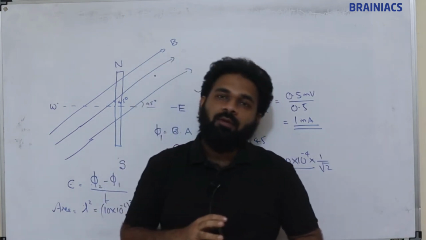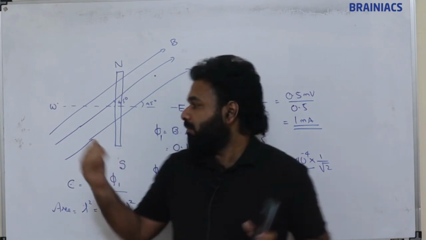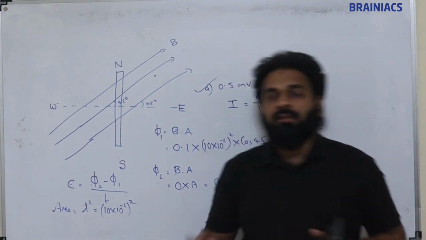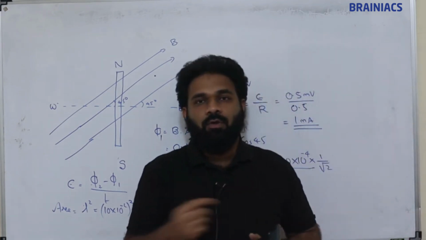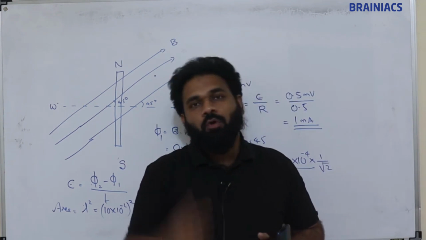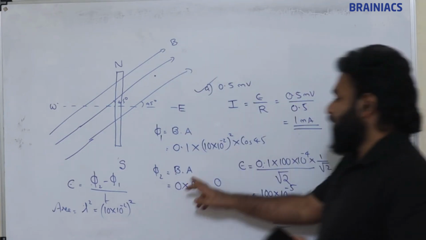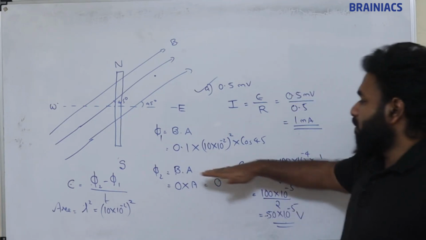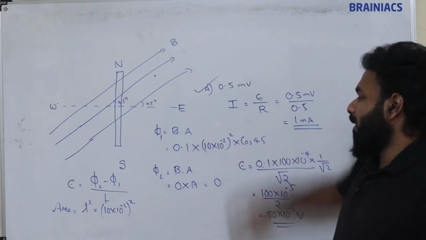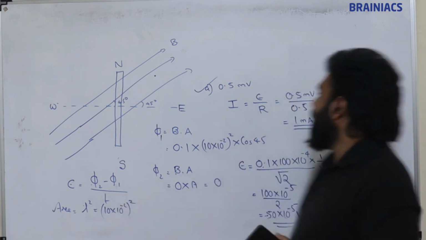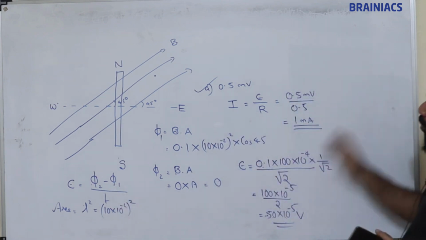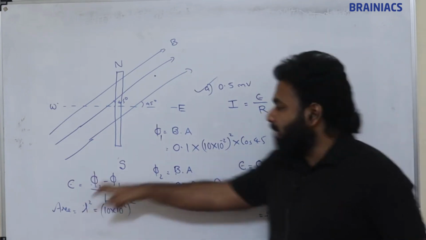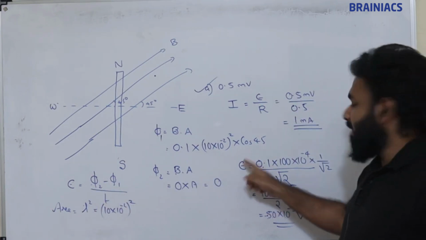So phi 1 we can calculate just by doing B dot A, which I have done here. Phi 2: the magnetic field is directly decreased to 0 in root 2 seconds. So the time duration is root 2 seconds. Magnetic field is 0, so phi 2 is 0. Now EMF is what? Phi 2 minus phi 1. So 0 minus this one, divided by T. T is given as root 2 seconds. Phi 2 minus phi 1 means 0 minus, so a minus will come.